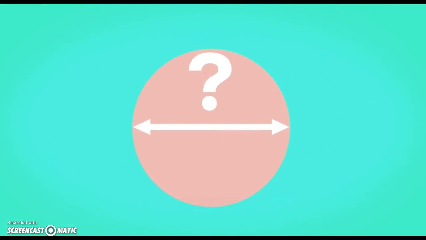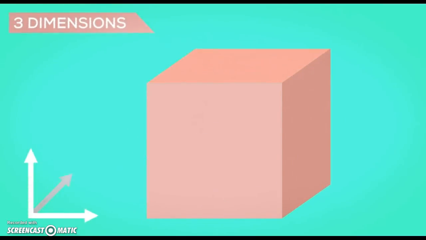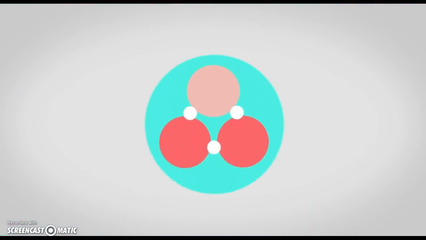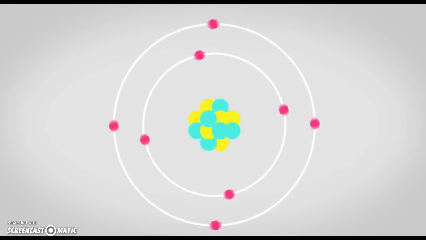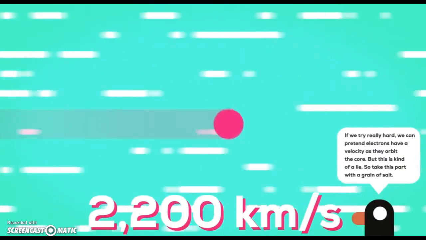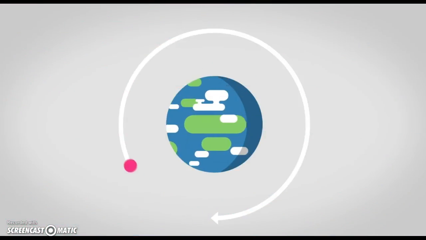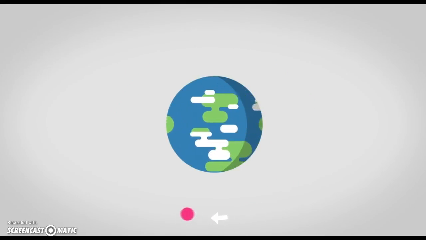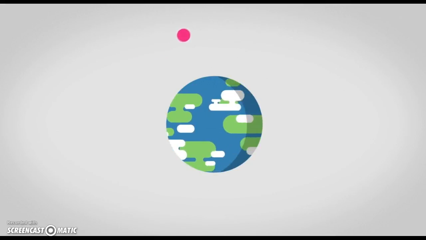Nobody knows exactly how small quarks are. We think they might literally be points, like in geometry. Try to imagine them as being zero-dimensional. We suspect that quarks and electrons are the most fundamental components of matter in the universe. Electrons orbit the atom core. They travel at a speed of about 2,200 kilometers per second, fast enough to get around the Earth in just over 18 seconds. Like quarks, we think electrons are fundamental particles.